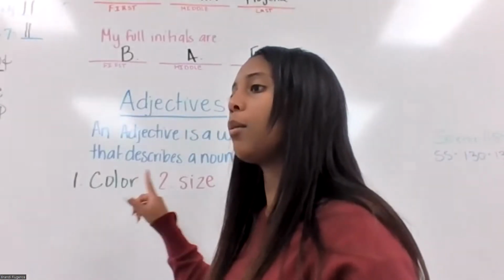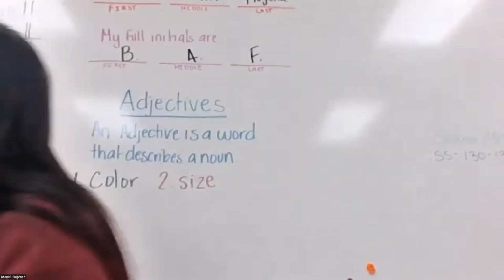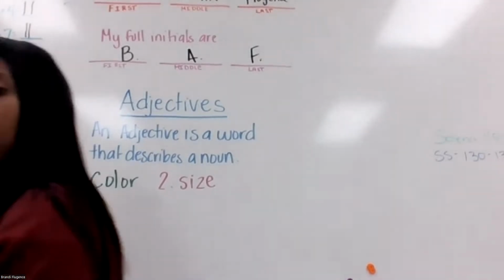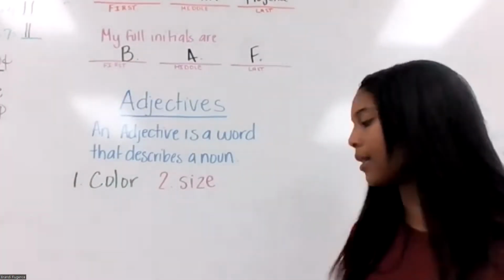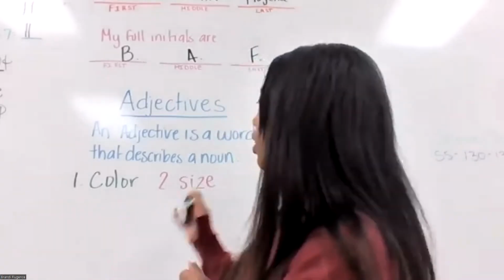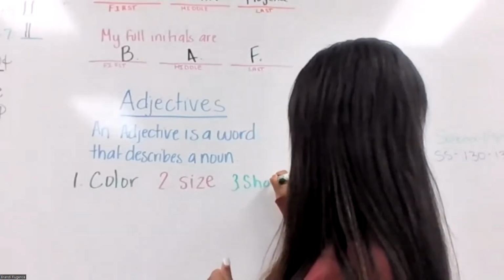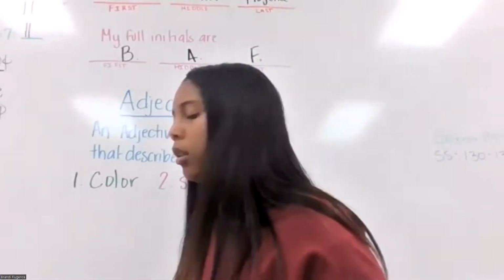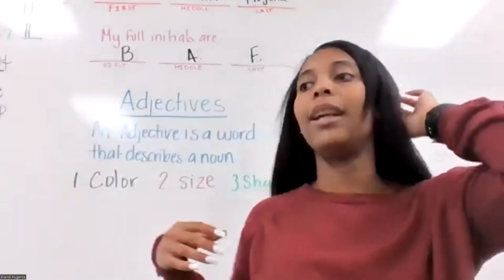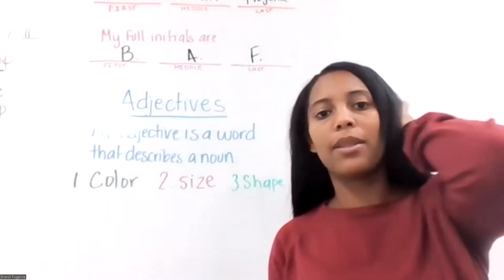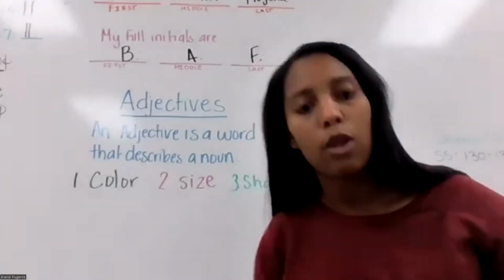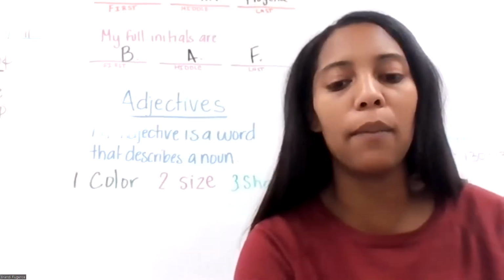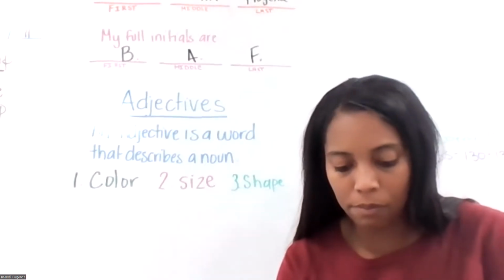So when I give the color, when I give the size, make sure you number it, one underneath the other. Are you numbering it? Okay, ready for the next one? When I give the shape of it, if I say it's circular, square, round, anytime I give the shape of it, that is an adjective. If I would say the square box, square is describing the noun box.